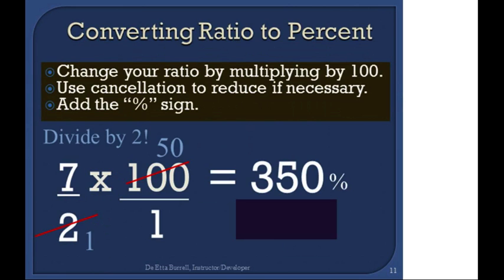All right, next conversion. A ratio to a percent. Now notice the ratio of 7 to 2, I wrote it in fractional form so I could do the math. What should I do to make this a percent? Multiply by 100. So I'm going to just make that 100 over 1.